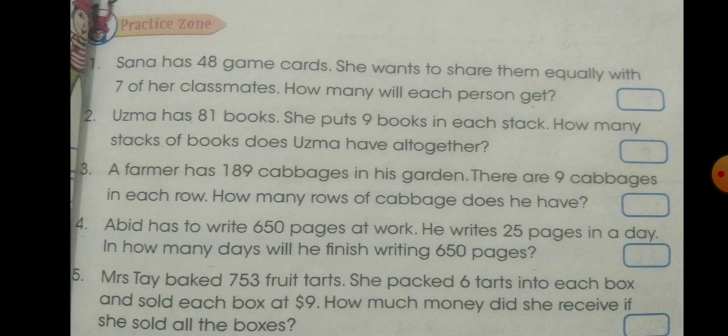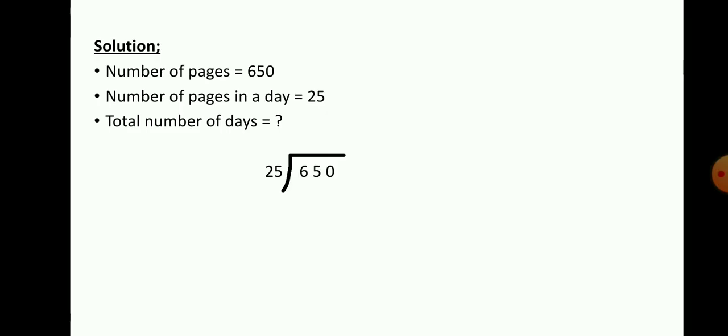Okay. Now for that, first we'll write the given data. So the given data are number of pages are 650. Number of pages in a day 25. We have to find the total number of days. Okay. So we'll write 25 outside the root, and we'll write 650 inside the root. Now we'll recall the table of 25. So 6 is less than 25. So we'll also take along the next digit with it.